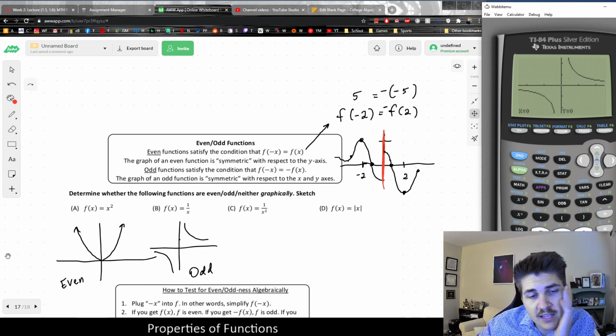So that's long enough for this video. Check out these next two yourself to see if you can determine whether they are even or odd graphically. There is another way to do it too, basically by using algebra, and we'll talk about that process in the next video.